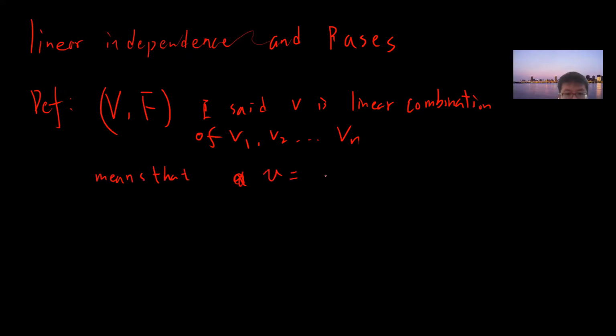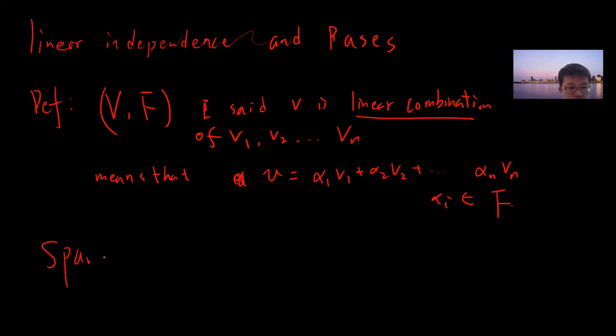my V can be written as alpha 1 V1 plus alpha 2 V2 up to alpha n Vn, where all the alpha i belong to field F. Okay, so this is called a linear combination. And I can define a span.